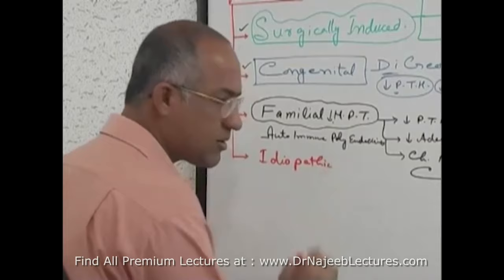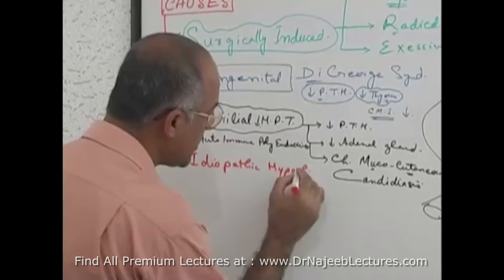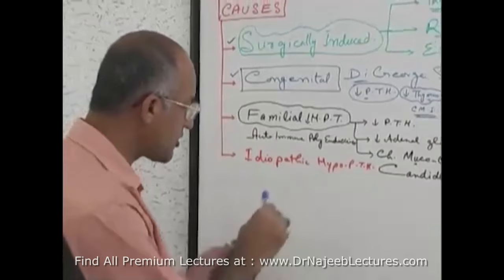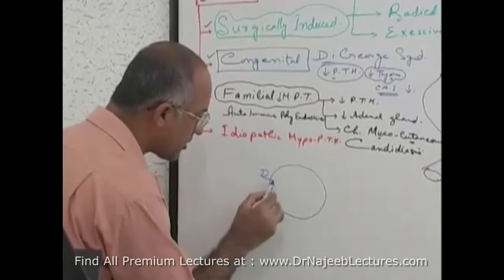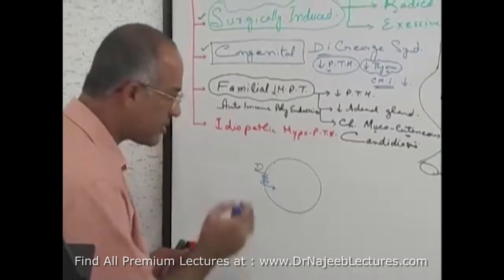Idiopathic hypoparathyroidism. Actually, here's a very interesting pathology in this case. You know, there are chief cells, and chief cells have special receptors which are actually calcium sensors. You remember, these are calcium sensing receptors.